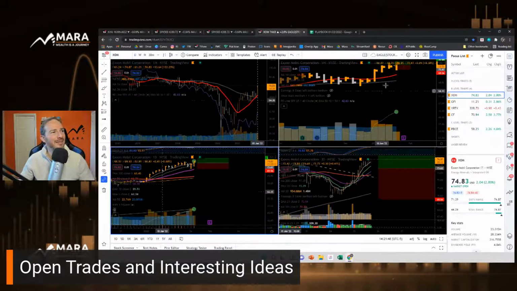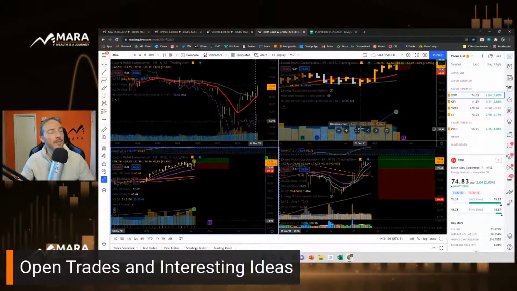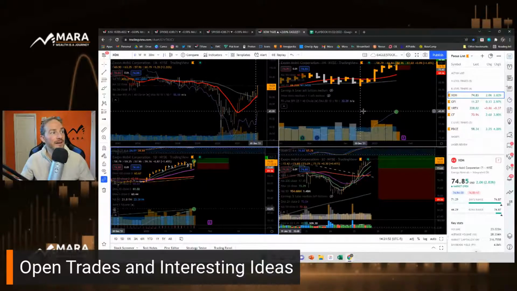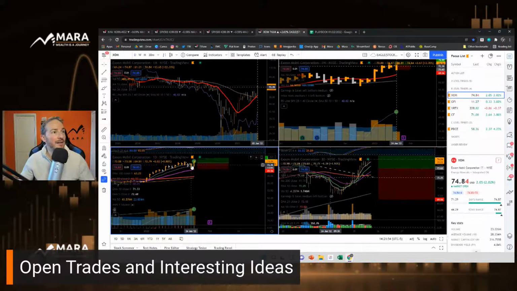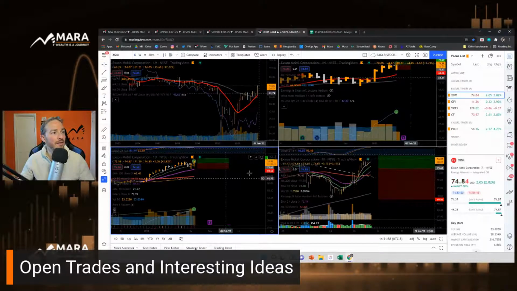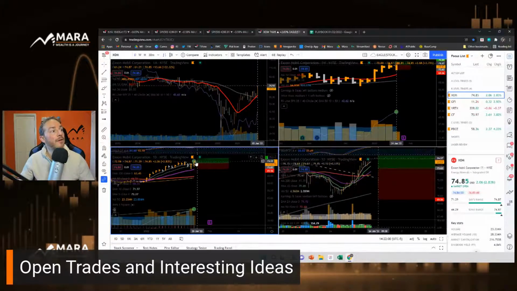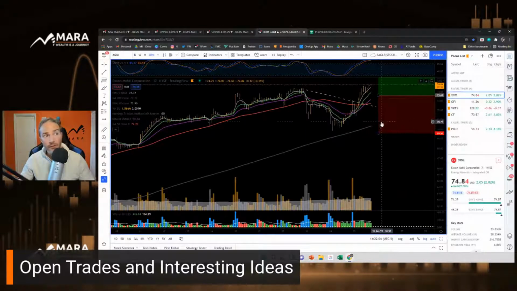Not really on the weekly. It actually made a fresh weekly high today, but back here it wasn't working on the weekly just yet. But if it's working on the daily and then you drill down into the intraday time frames, then you could find your spot and trade with the longer term time frame.